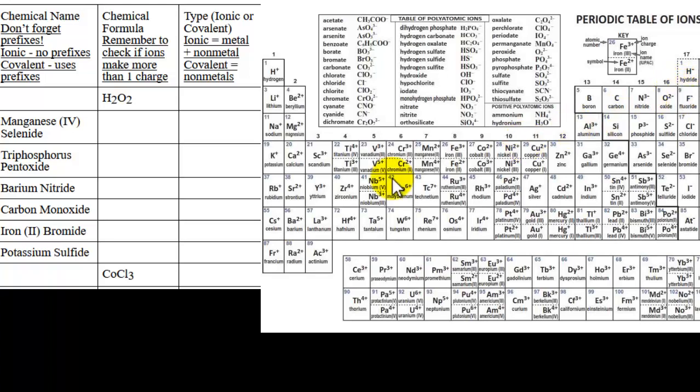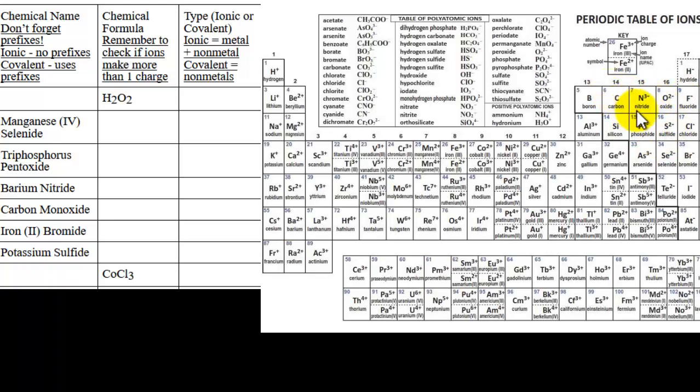Anyways, the easiest way to tell if something is ionic or covalent is if you have a metal and nonmetal, that'd be ionic. And if you have two nonmetals, that's covalent. So basically, if you're on the right side of this line here, I call it the staircase. You can call it whatever you want, but I call it the staircase. If your elements are to the right of that, that's going to mean it's made of two nonmetals, it's covalent.